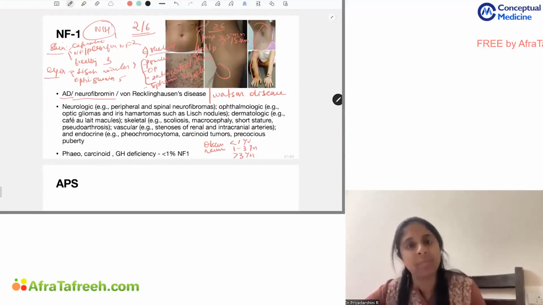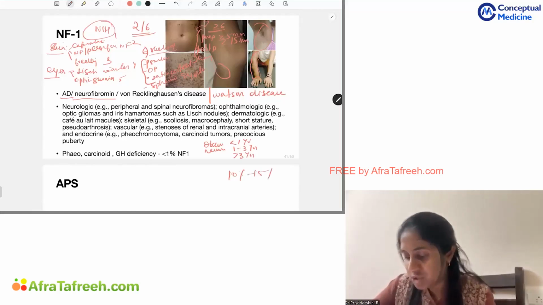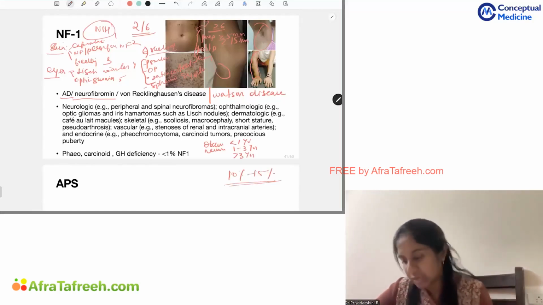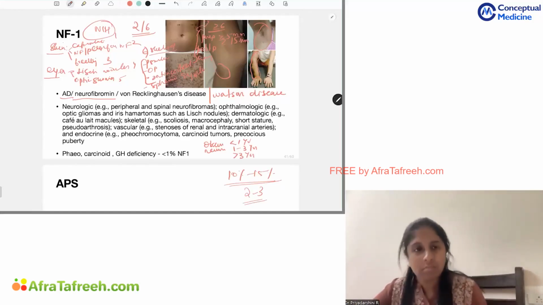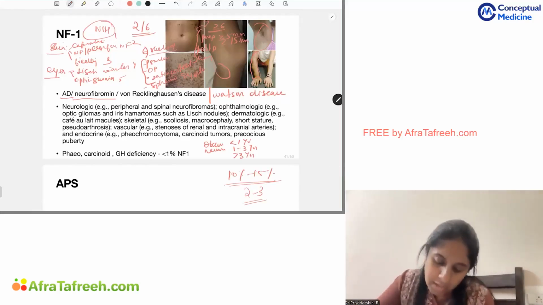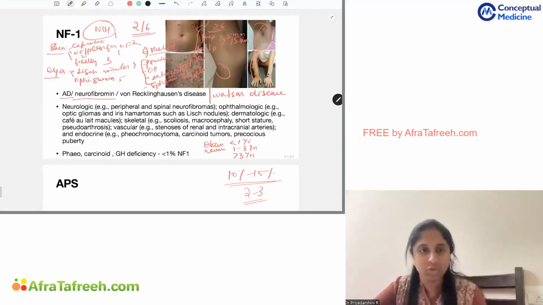Can café au lait be seen in a normal person? Yes, it can be seen in normal persons. In around 10% to 15% of normal individuals also, you can see café au lait, but at least it will be 2 to 3 only, not more than 6. Okay, so for neurofibroma, at least two neurofibromas should be there, or one plexiform neurofibroma should be there.